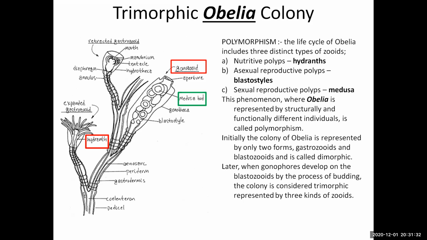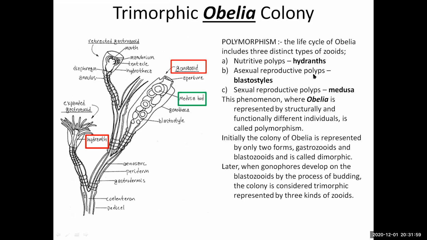So polymorphism. The life cycle of Obelia includes three distinct types of zooids. Now if you see in this diagram, there are three distinct types of zooids. The nutritive polyps, hydranth. Together they are called gastrozoid. So the hydra-like polyp structure which helps in nutrition, the gastrozoid or the hydranths.